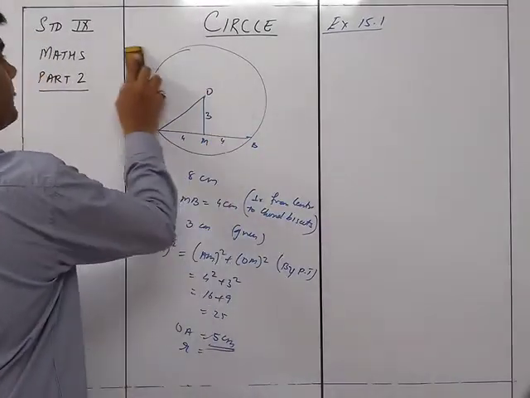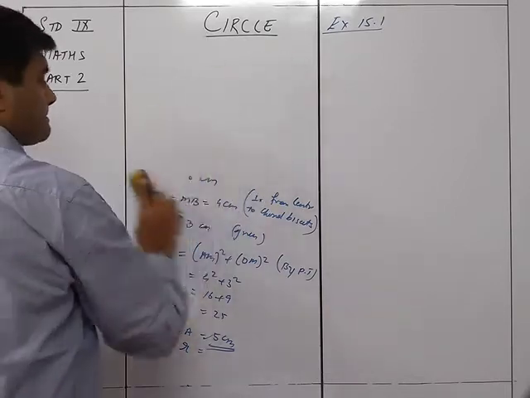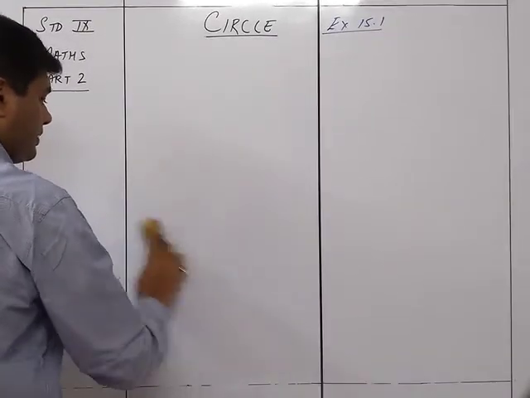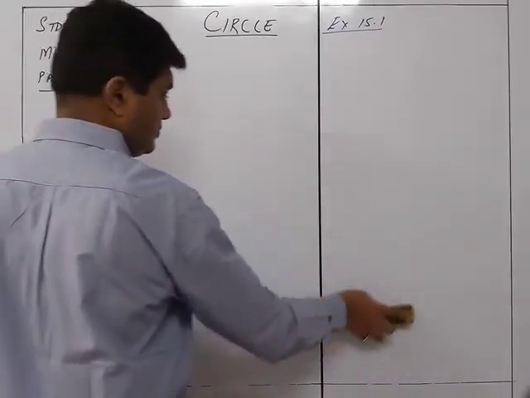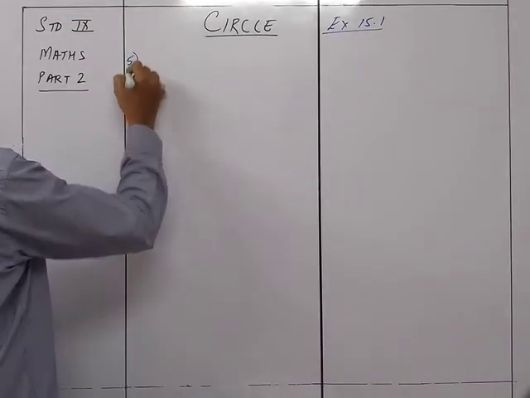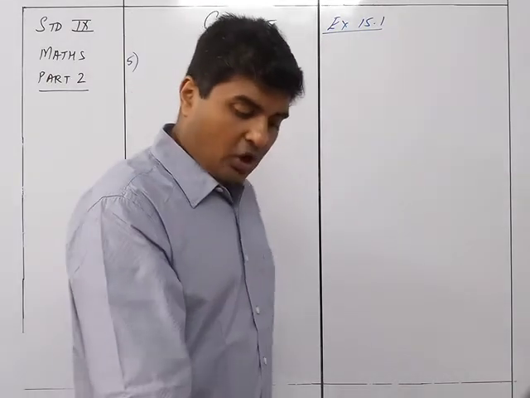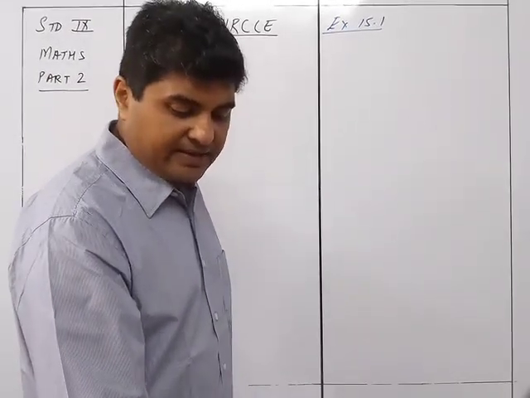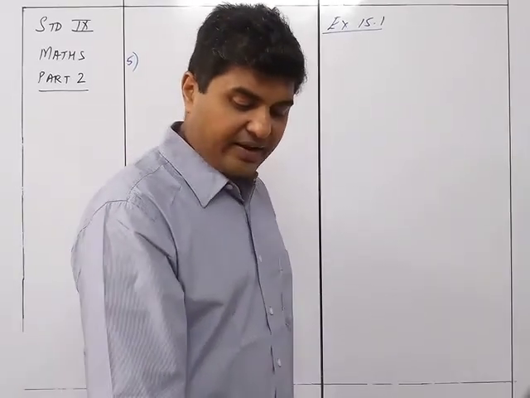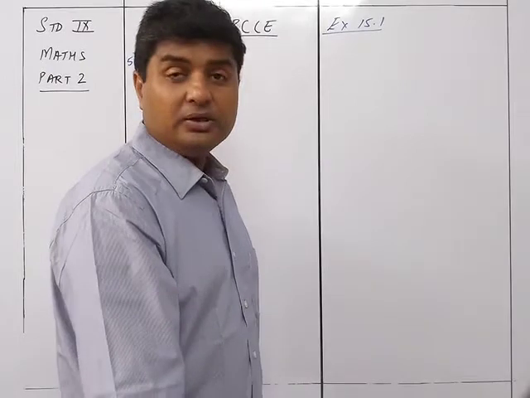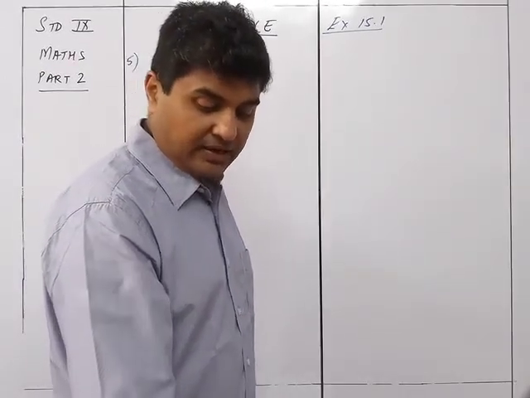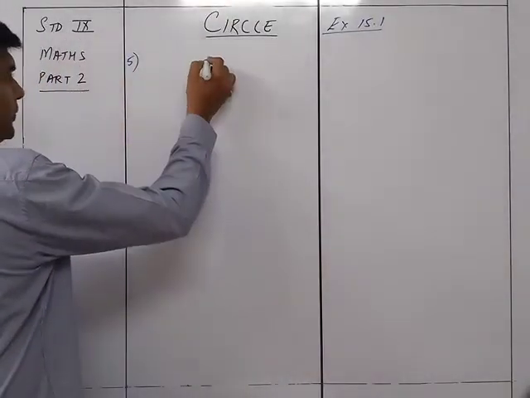Sum number 5. A chord of length 16 cm is at a distance 6 cm from the center of the circle. Find the length of the chord of the same circle, which is at a distance of 8 cm from the center. Okay. So you have now 2 chords. One chord is of length 16 cm at a distance of 6 cm. So you have 2 chords over here.